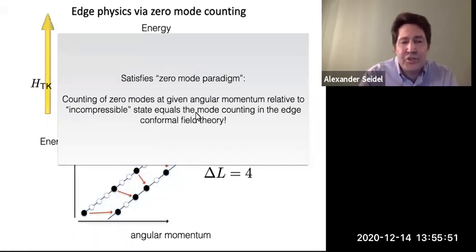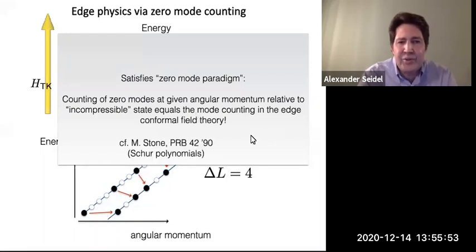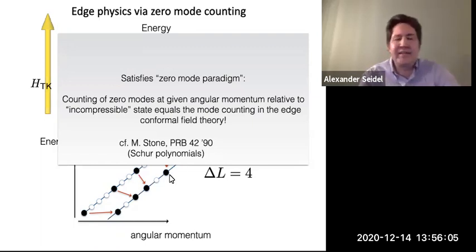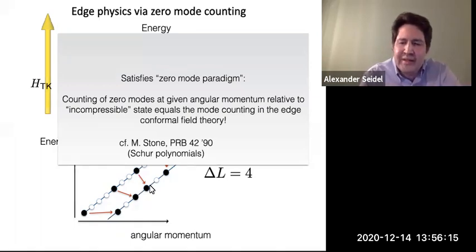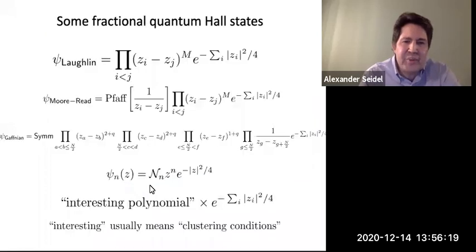There are other ways to show the same thing. Mike Stone already showed the same counting correspondence in the year 1990. But you have to know your Schur polynomials, and then you can do it. But I think this is the most efficient way to do this counting for the Laughlin state, in terms of these patterns. And of course, it quickly gets more complicated once we get into more complex quantum Hall states. But we have many examples.